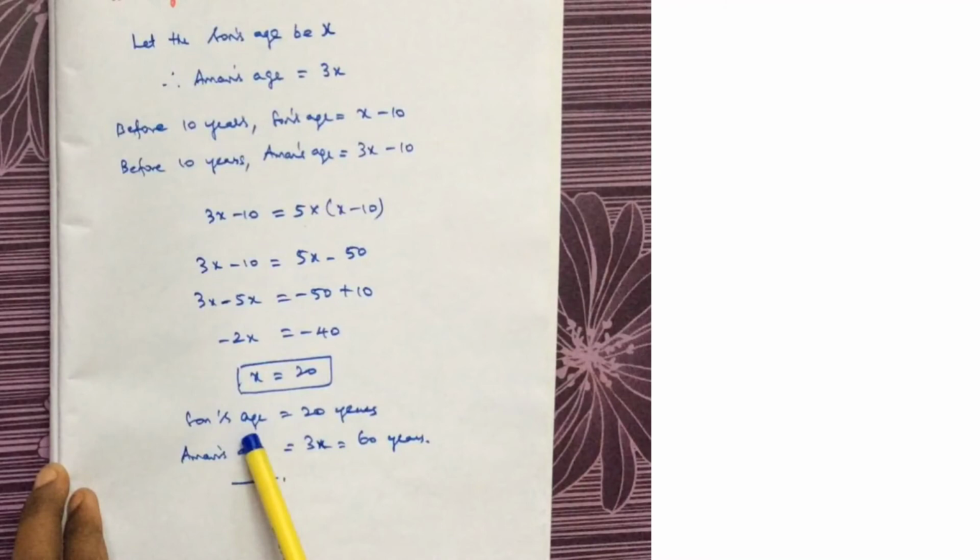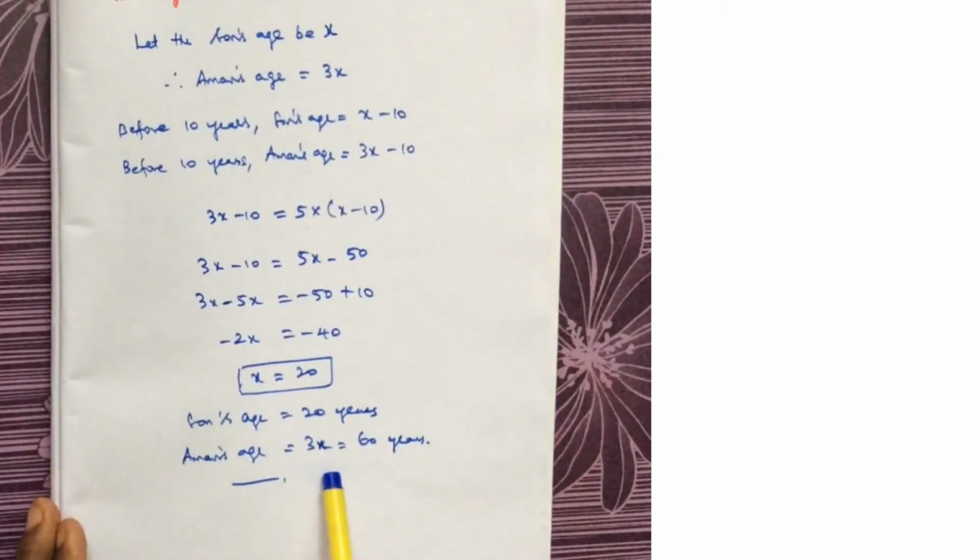Therefore the son's age is x, that is 20 years. Aman's age is 3x. So 3 multiplied by 20 is 60 years. Okay, this is how we have to solve this.